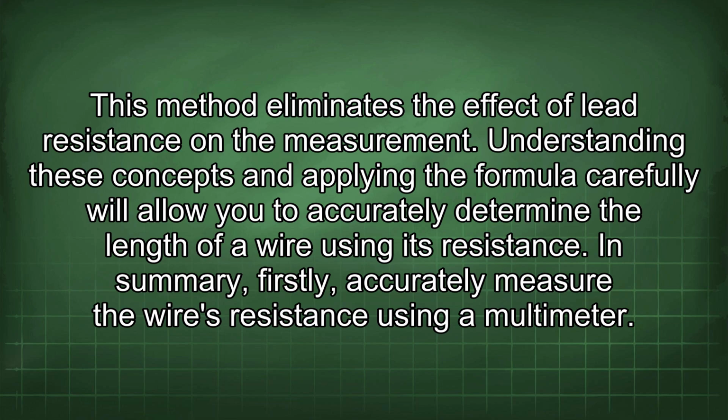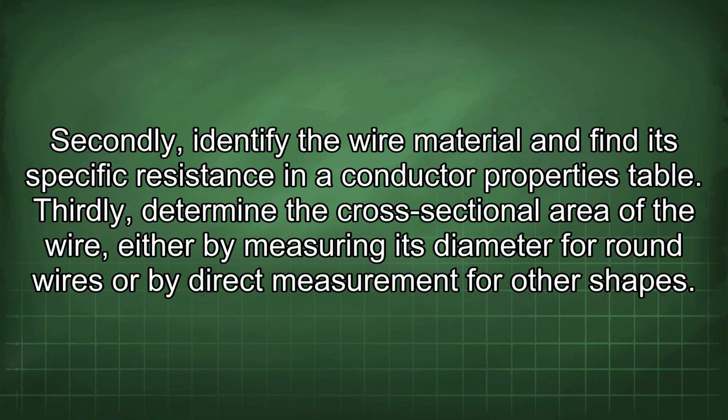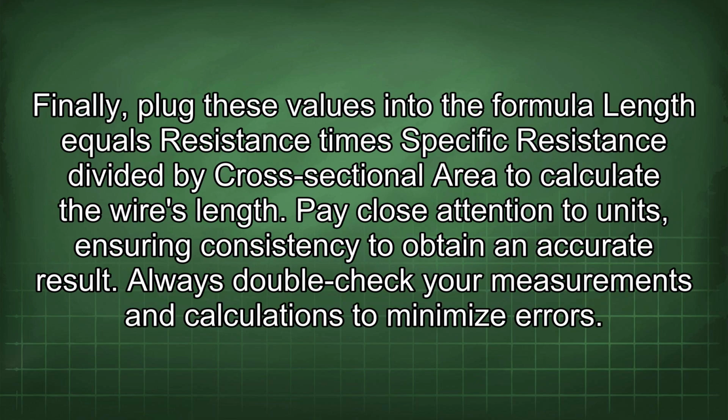Understanding these concepts and applying the formula carefully will allow you to accurately determine the length of a wire using its resistance. In summary, firstly, accurately measure the wire's resistance using a multimeter. Secondly, identify the wire material and find its specific resistance in the conductor properties table. Thirdly, determine the cross-sectional area of the wire, either by measuring its diameter for round wires or by direct measurement for other shapes. Finally, plug these values into the formula length equals resistance times specific resistance divided by cross-sectional area to calculate the wire's length.